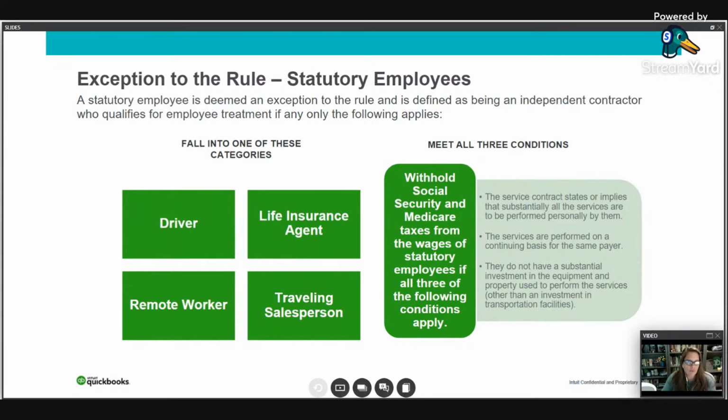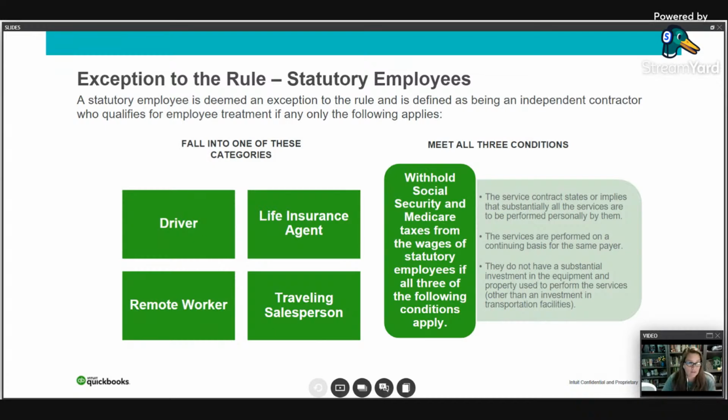A statutory employee is deemed to be an exception to that rule and is defined as an independent contractor who qualifies for employee treatment only if any of the following applies. If they are a driver who might do beverage distribution other than milk, or meat, vegetables, fruit, or bakery products, or who picks up and delivers laundry or dry cleaning, if the driver is your agent or paid on commission. Right? So there's 4 categories where they're going to be a statutory employee.